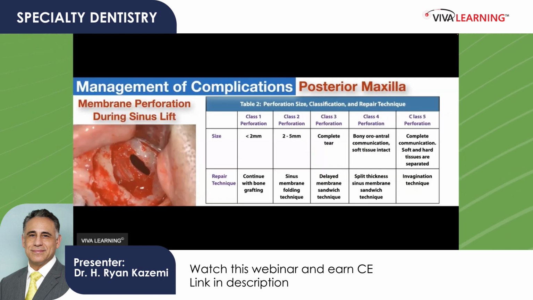If we look at the different classifications of sinus perforations, there are basically 5 classes. There's class 1 perforation, which typically is less than 2 millimeters. Class 2, 2 to 5 millimeters. In class 3 perforation, there's a complete tear of the sinus membrane. In class 4 and 5, of course, we have more significant breakdown of not only the soft tissue, the membrane, but also the bone, and those become more advanced levels.